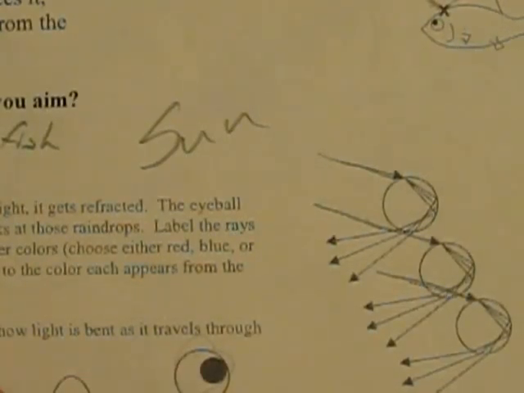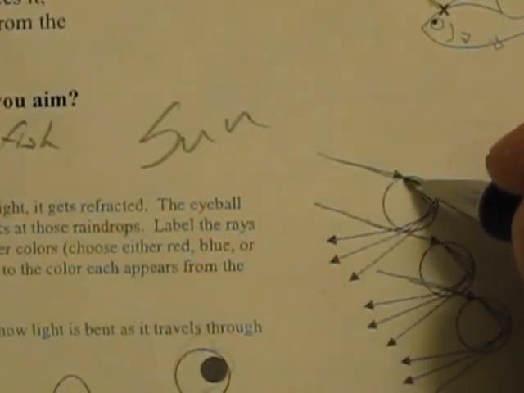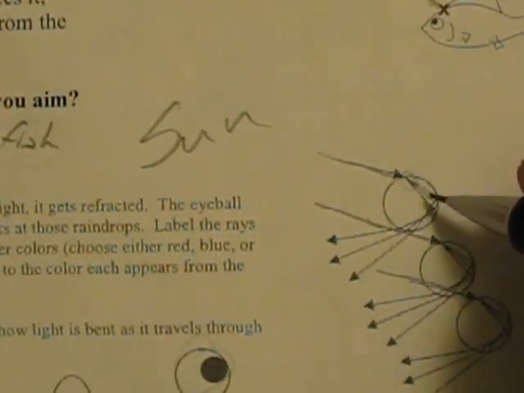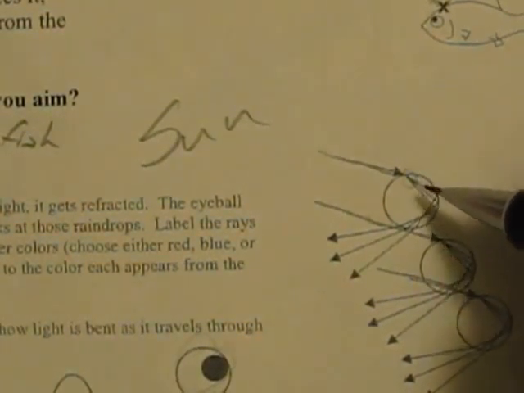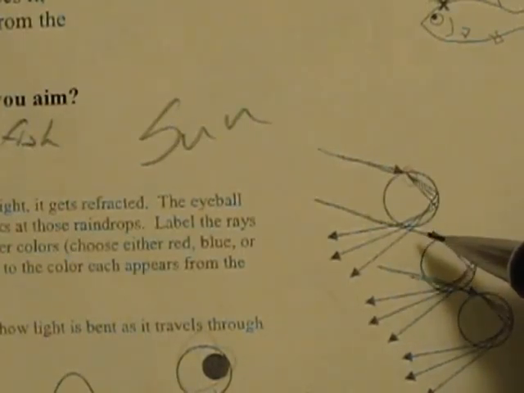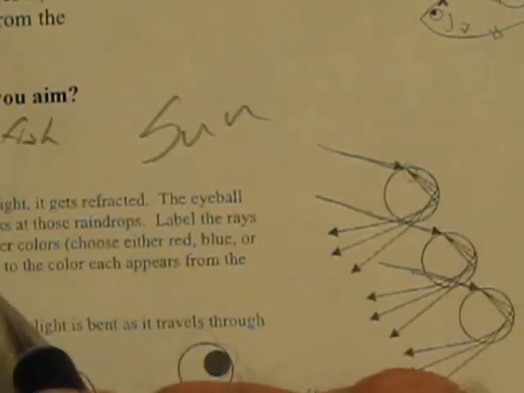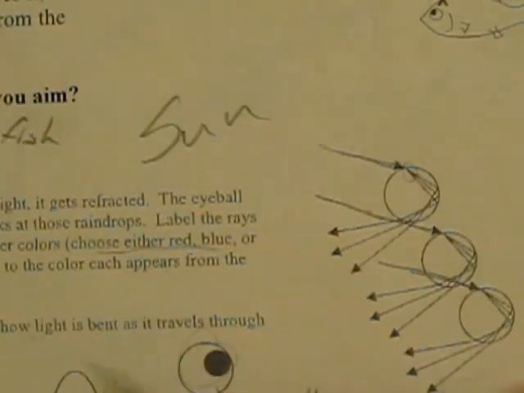All right, number 15. When sunlight enters the raindrops, it gets refracted. So right here it enters and it's getting bent right there. That's refraction. The eyeball below sees a rainbow of colors when it looks at the raindrops. Label the rays of light exiting the raindrop with their proper colors. Choose either red, blue, or green.